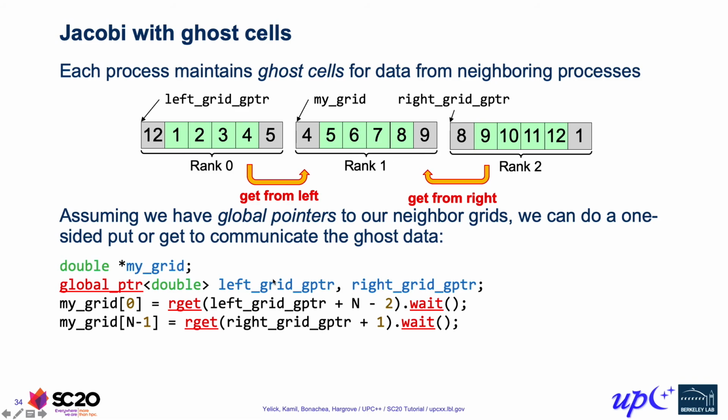If we assume that we have global pointers to the start of our neighbors' grids, and of course a local pointer to the beginning of our own grid, we can do a one-sided rget operation to obtain the ghost cells from our neighbors. We could do either scalar or vector. What we've illustrated here is the scalar version. Notice that we can do pointer arithmetic to compute a global pointer that points at the element that we want. Here again we have left grid pointers pointing at the beginning of our left neighbor's grid, and if we add the number of elements minus 2, we get to the actual element that we want.